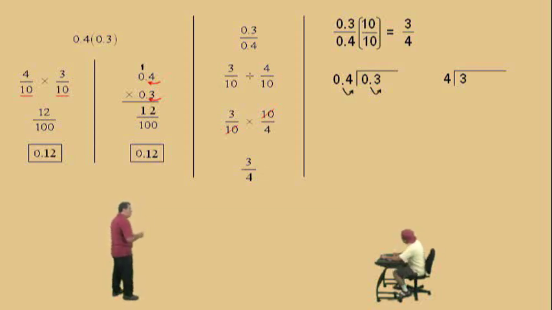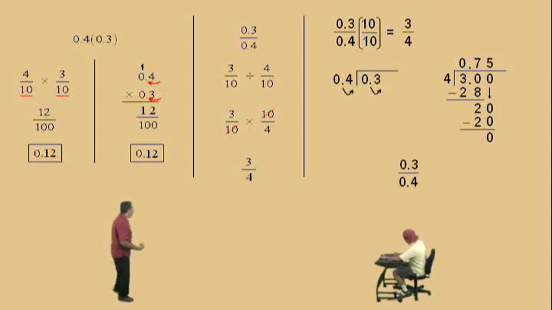We did this earlier in an earlier presentation, Charlie, so we're going to move very quickly. 4 goes into 30. 7 times. 7 times 4 is 28. Subtract 2. Bring down another 0. 4 goes into 20 5 times. 5 times 4 is 20. Remainder of 0. Therefore, 3/10 divided by 4/10 is the same as 3 divided by 4, which is 0.75, which is 75/100.